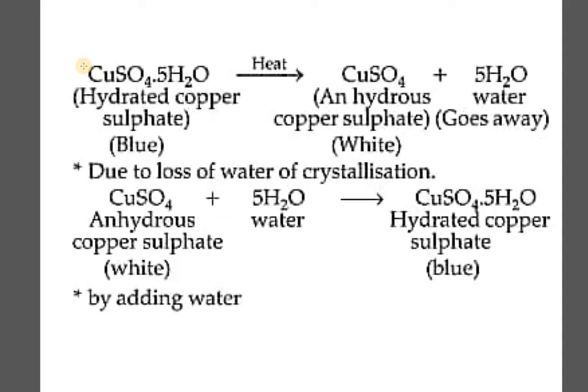Now the same can be represented in the form of a reaction also, that is the hydrated copper sulfate. When heated, it forms the copper sulfate salt, which is again the anhydrous form. Along with that, 5 water molecules go away and get disconnected from the hydrated copper sulfate salt. This is due to loss of water of crystallization. If you again take this anhydrous salt and add 5 water molecules, you will find the hydrated copper sulfate salt can be reformed and regenerated.